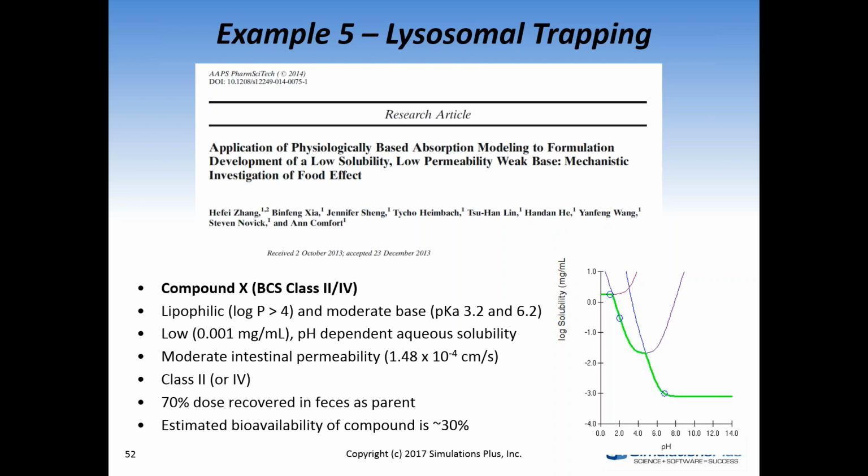And so we looked at a compound from this paper from Zhang in 2013. It's named compound X. It's a BCS class 2 compound. It's lipophilic. It's a base. It's got low solubility. So the solubility within the lysosome at pH 4 is predicted to be much higher than in the cytosol. There's a definite chance of lysosomal trapping. It's got fairly decent permeability, and so we wanted to see if we could predict the PK of this compound.